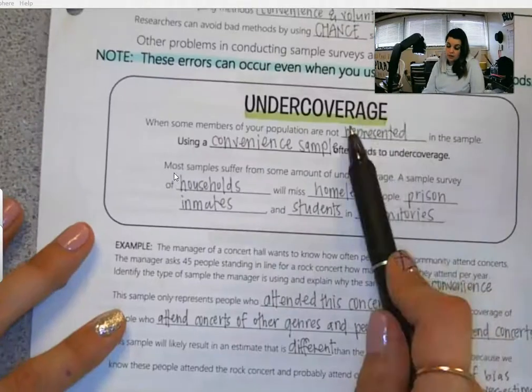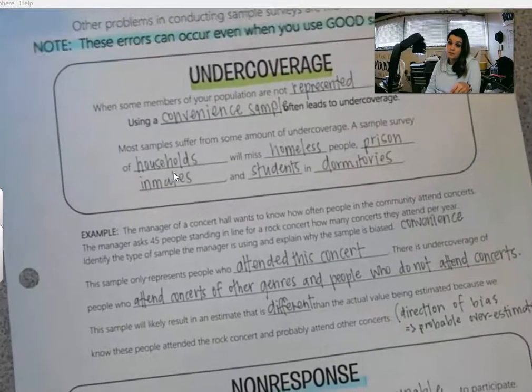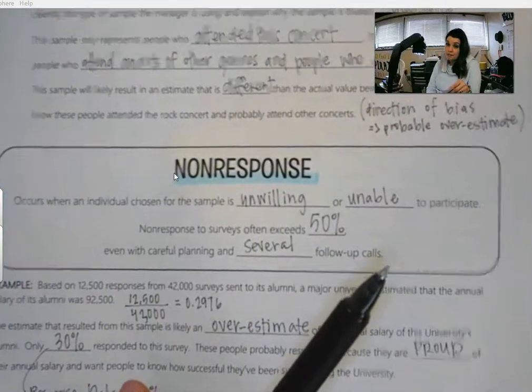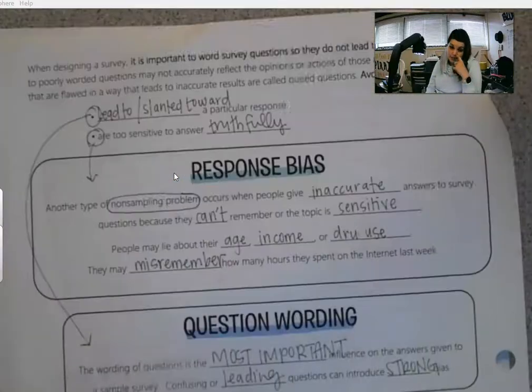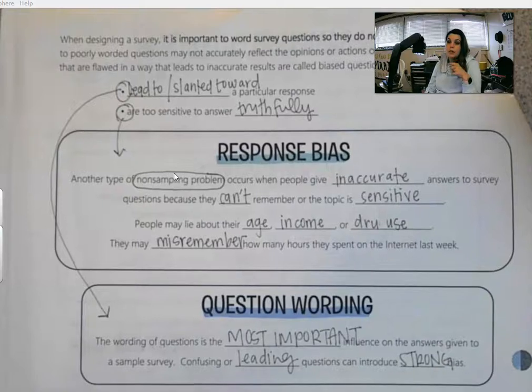So we got undercoverage, non-response, response bias, and question wording. So undercoverage, some people are not represented, and they're different from the people that are. Non-response, a lot of people didn't answer, and those people are different than the people that did. Response bias, people are going to lie sometimes. And lastly, question wording. We can word the question to motivate people or lead people to answer the way we want.